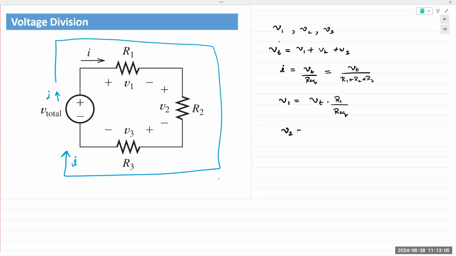Similarly, V2 is Vt times R2 over Req. And V3 is Vt times R3 over Req. If you are interested in the derivation, you can send me an email or stop by my office. I'd be happy to go over it. It's just a couple of steps.